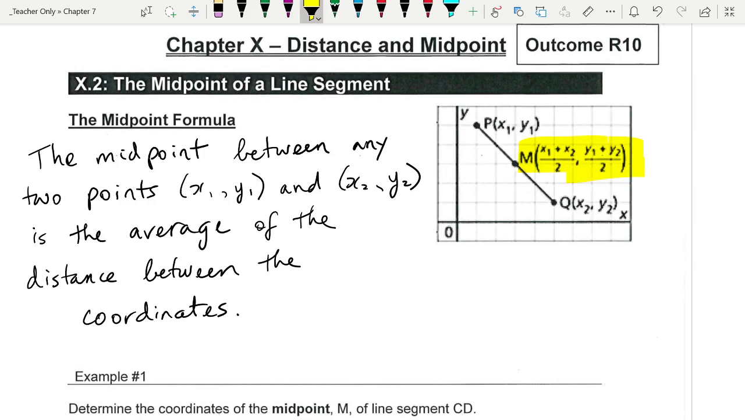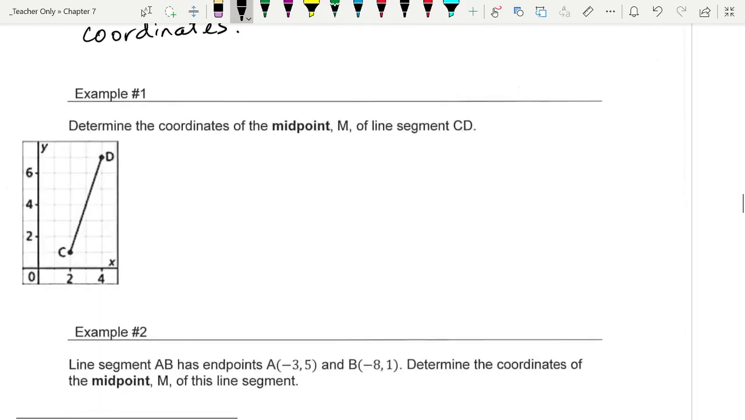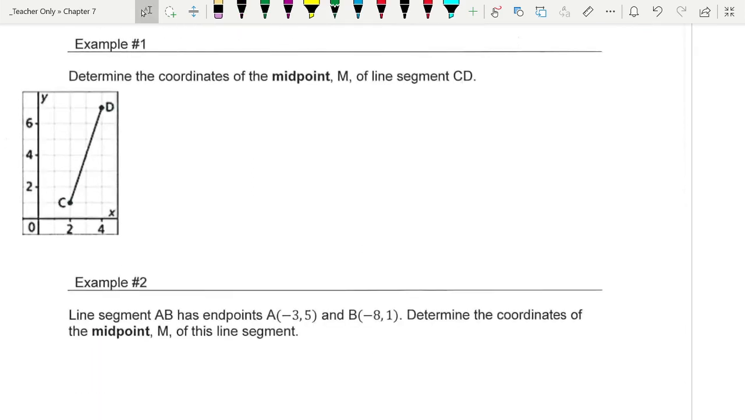So literally, take the two x numbers, and like you just told me, how do you find the average of two numbers? Add them up and divide by 2. Told you it was an easier formula. So let's try using it. Let's find midpoint M of this line segment. Okay, the first thing I have to do is read the points that I have. C is 2, 1, and D is 4, 7.